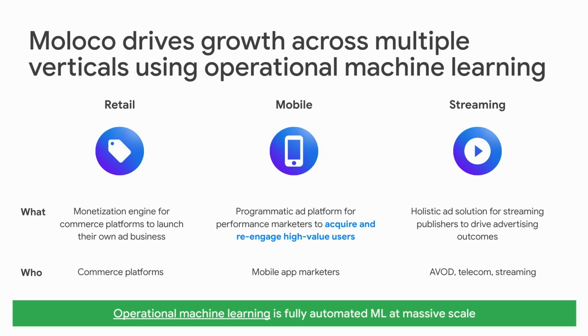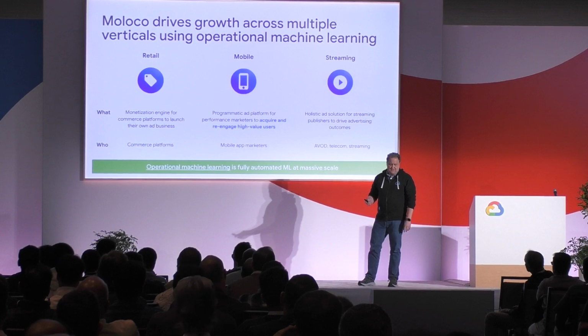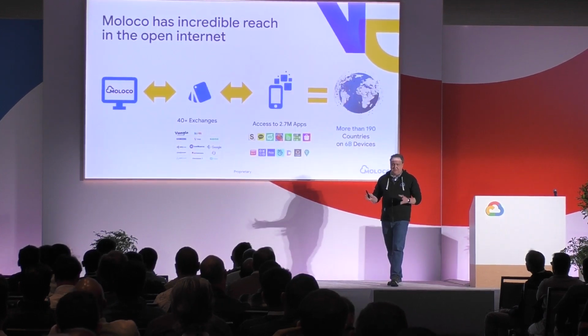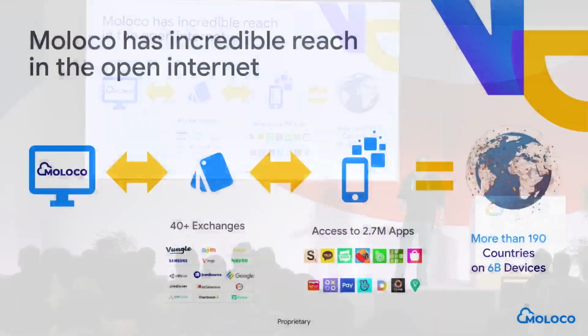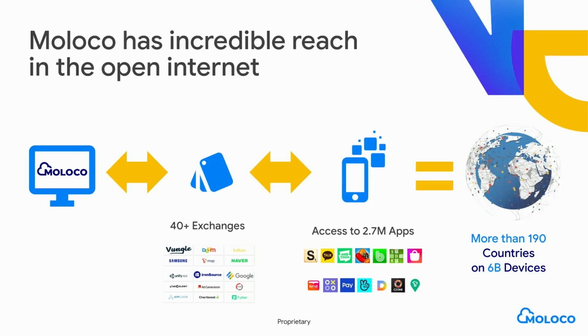And all of this is possible because of our reliance on operational machine learning, which is a highly automated form of machine learning and allows us to power these solutions at really massive scale. So to give you an idea of the reach that we have with our systems on the open internet, we interact with multiple exchanges. We have access to multi-million applications in the app stores, and we're accessible via about 6 billion mobile devices all around the world.